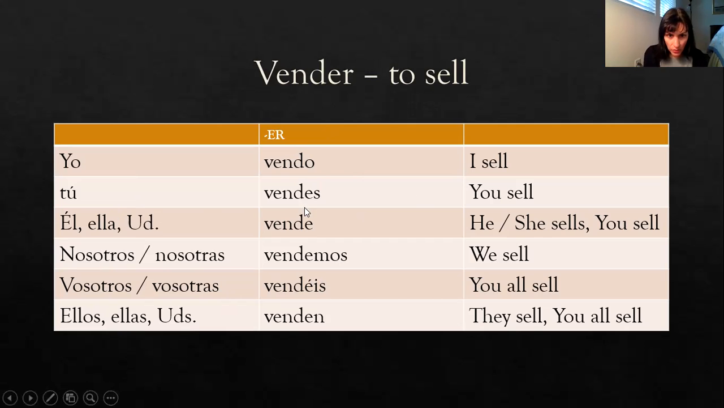Notice for the third person, vende, it could mean either él, ella, or usted. So you can leave out the yo, you can leave out the tú, but if you don't have any context, you need to include él, ella, or usted to signify whether you mean he sells, she sells, or you formal singular sell. Same thing down here in the third person plural, ellos venden, ellas venden, or ustedes venden. All three use the same form.